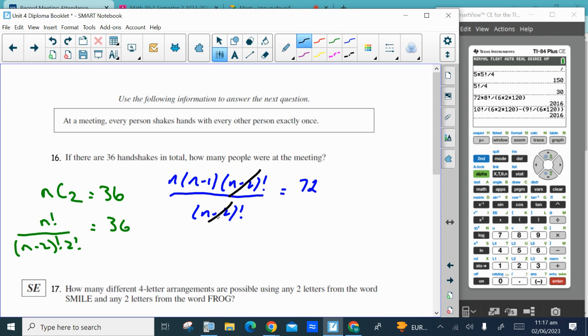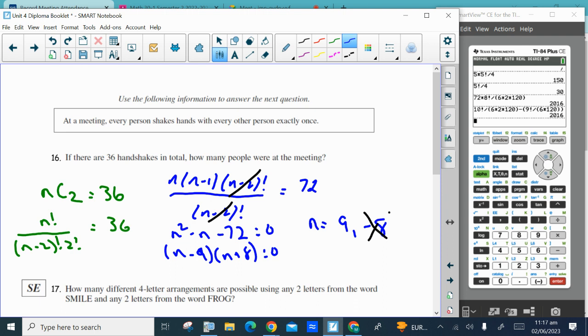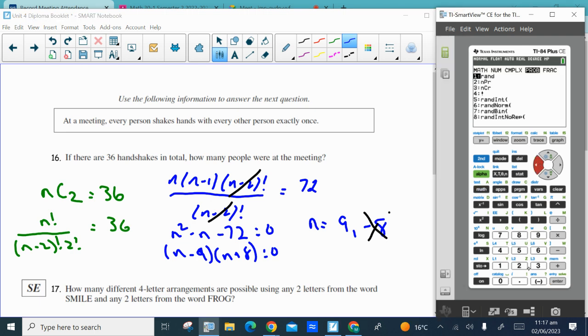Again, the n minus 2 factorials cancel. You'll have n squared minus n minus 72 equals 0 that you need to factor. (n minus 9)(n plus 8). So that'll leave us with positive 9 and negative 8. But n, the number of objects or number of people you're choosing from, cannot be negative, so only 9 works. And you can check that on the calculator. 9C2 should equal 36, and it does.